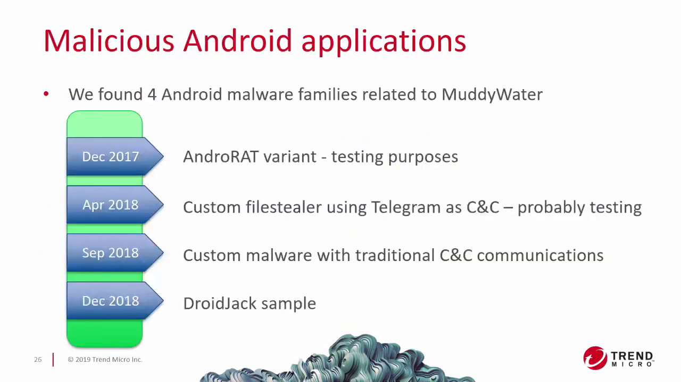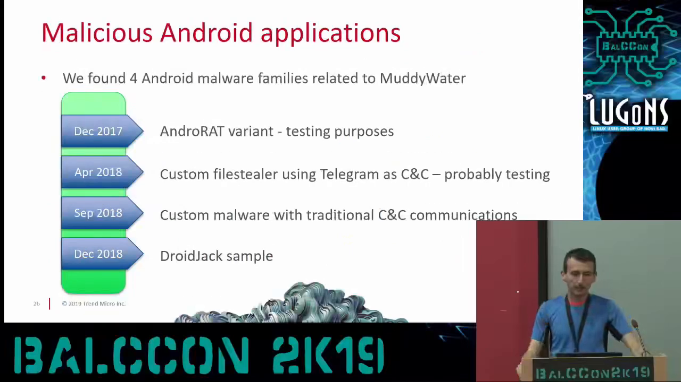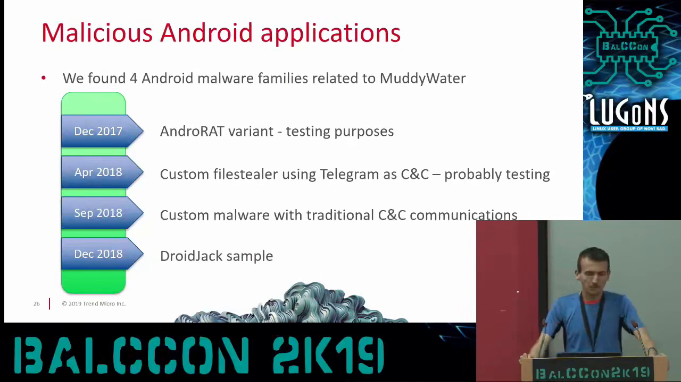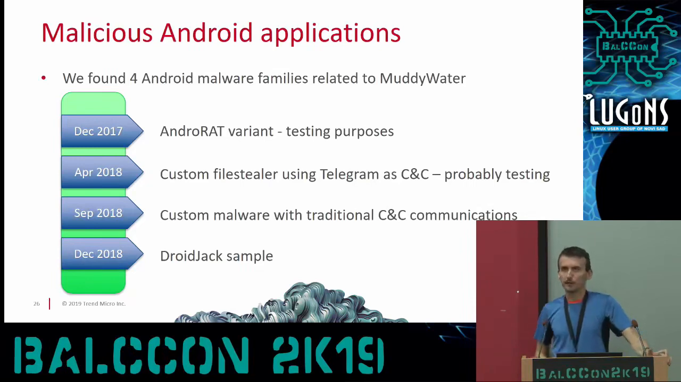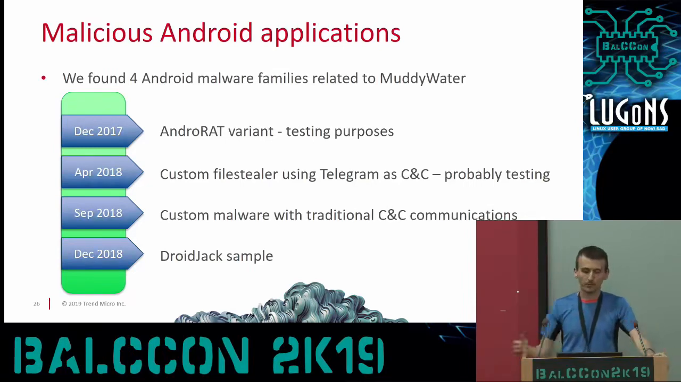So now let's continue and look at the malicious Android applications. For mobile applications, we haven't found much data. We just found 4 samples, and you can see the name of each sample and the timeline on the left. The first and last cases, AndroRAT and DroidJack, are commodity malware which can be downloaded from the internet. The second and third cases were custom. The first one was a custom file stealer using Telegram as a CNC channel. It was their custom-written malware.